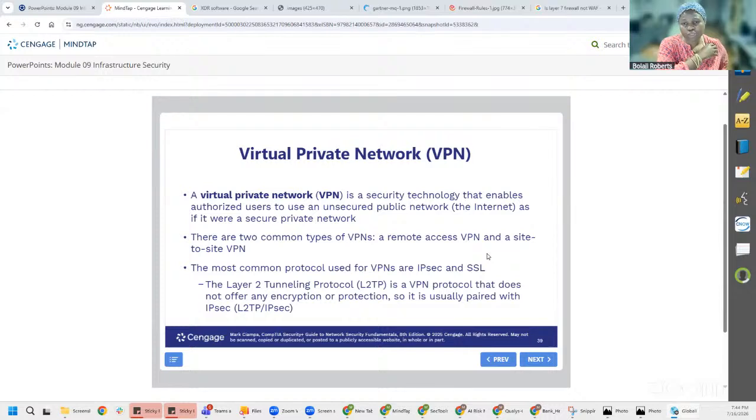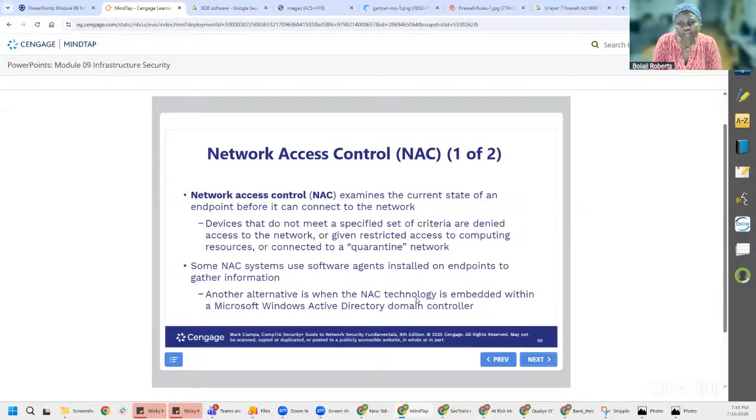Then we have site-to-site VPN. These are the two most common ones. Site-to-site VPN means there is a VPN connection from one site to another. The protocols that are used for VPN are IPsec and SSL, and it uses Layer 2 Tunneling Protocol too. IPsec provides encapsulation, authentication, and encryption. Then we have network access control solutions.